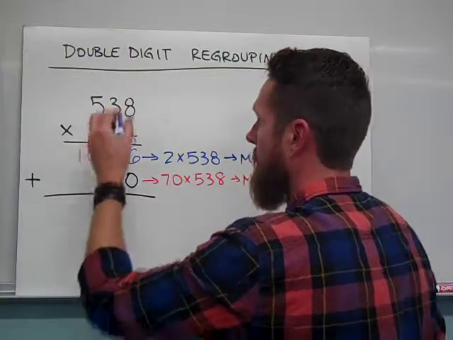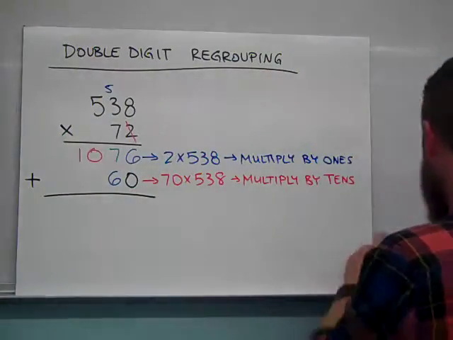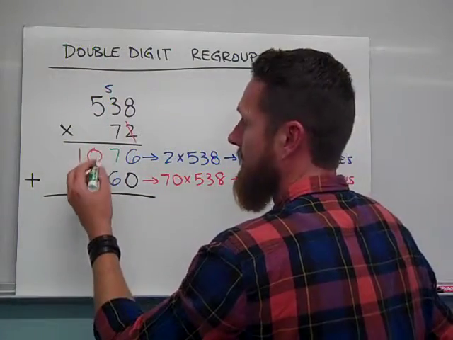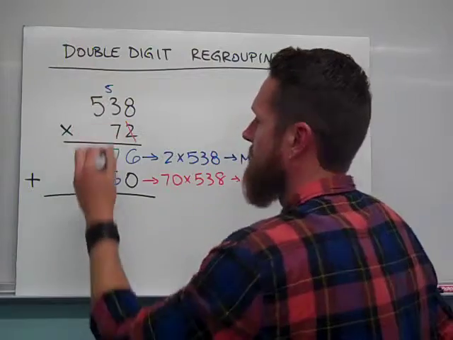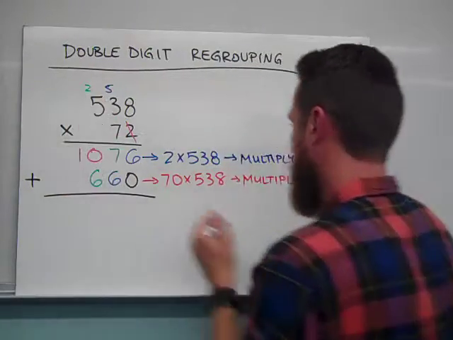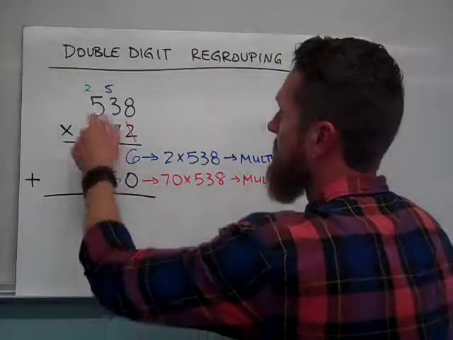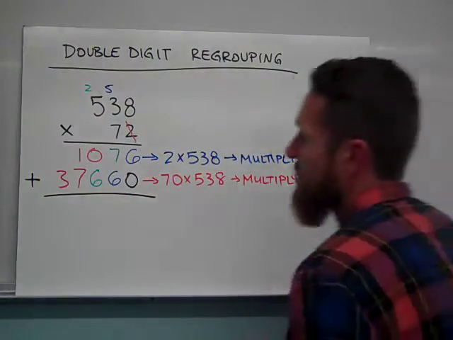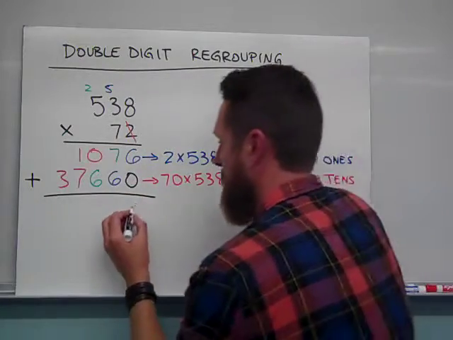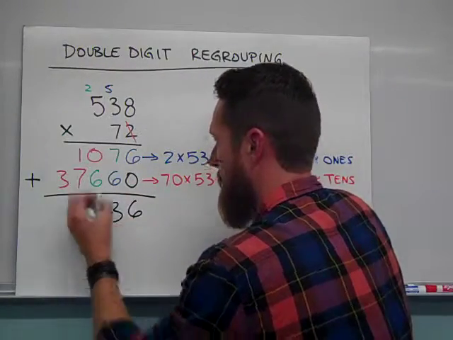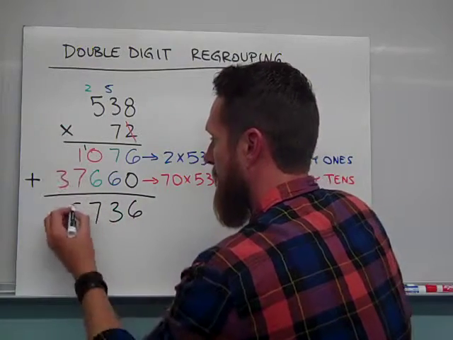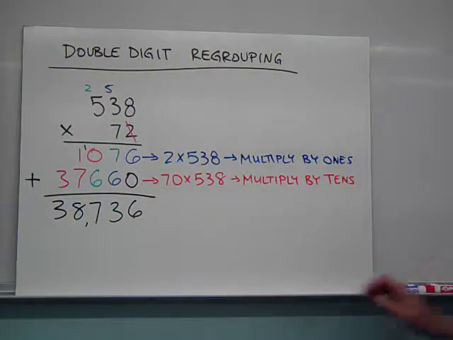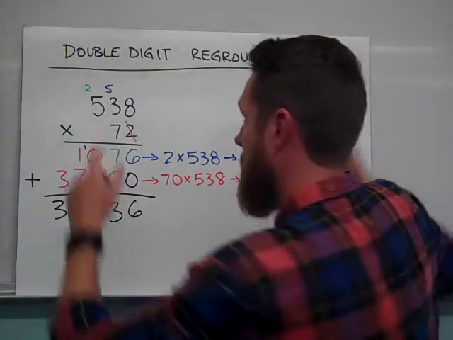Or as we did before, 56. 7 times 3 is 21 plus 5, 26. And then 7 times 5 is 35 plus 2, 37. And then we add up these partial products. 6, 13, 7, 8, 3. We get 38,736. And that is our answer.